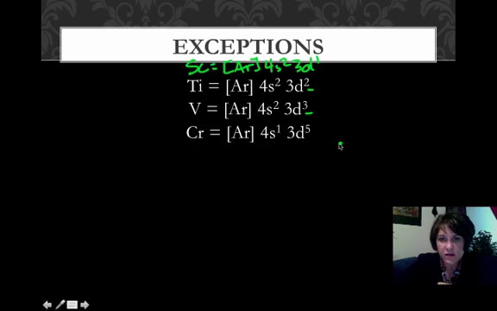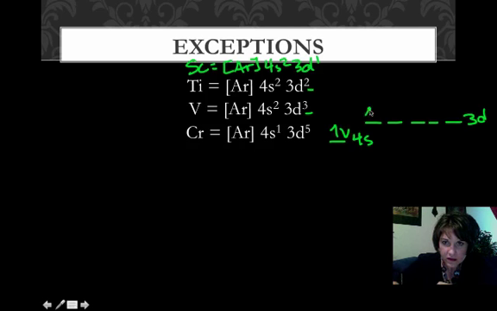How come I don't have a 3d4? Well, look what happens here. Here's my 4s, and then I'm going to put my 3d right here. 1, 2, 3, 4, 5. So chromium would normally look like this: 4s and then 3d4.